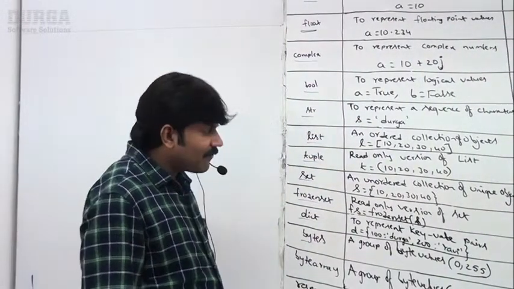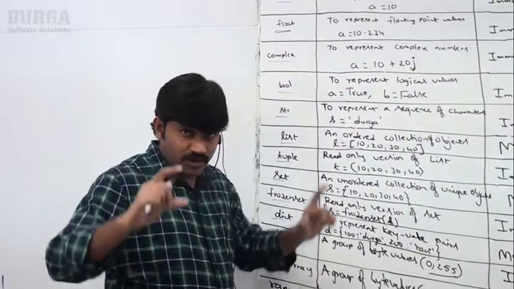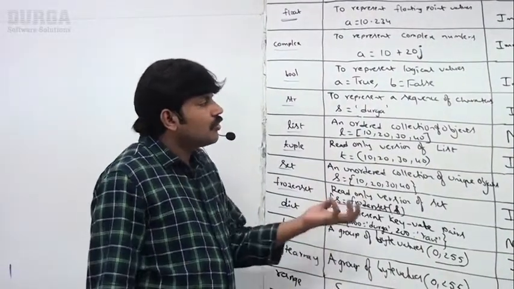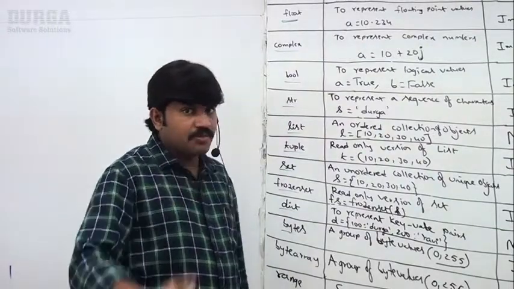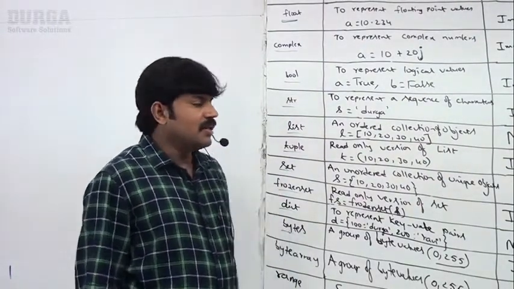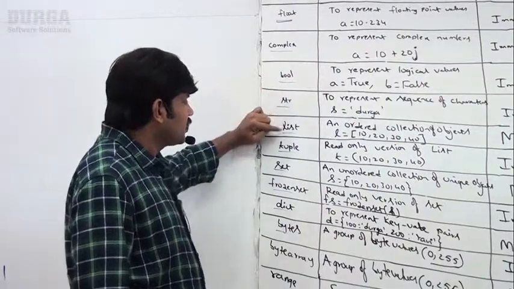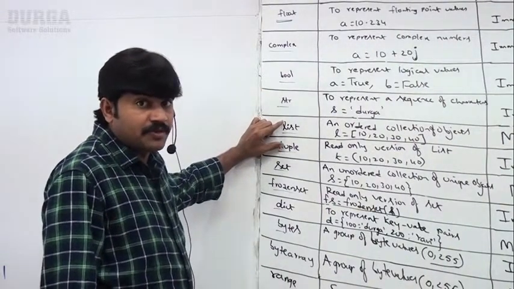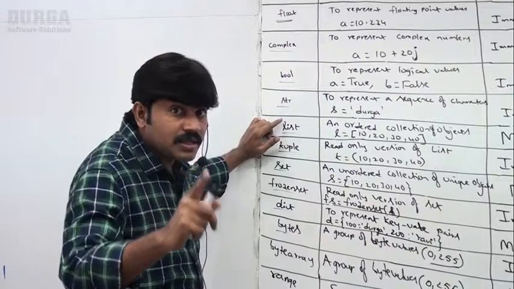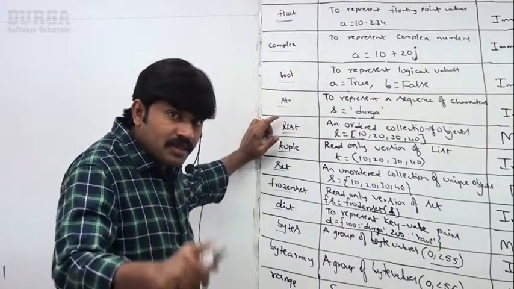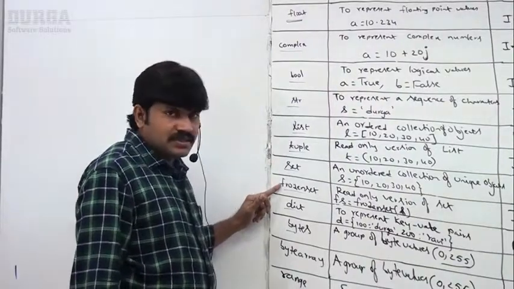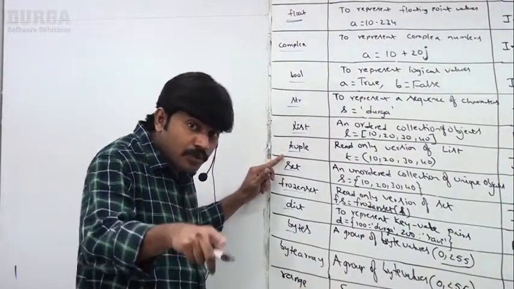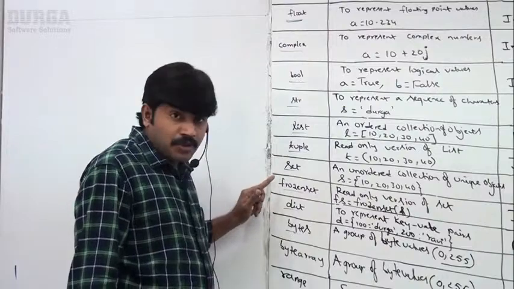So better to draft these things into a small note in your notes so that you will get much clarity. But from this, n number of questions may be asked, sir. What is the difference between list and tuple? List is mutable, tuple is immutable. Okay, right? What is the difference between set and frozenset? Set is mutable, frozenset is immutable.